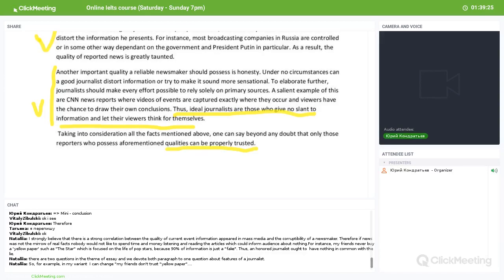Yes, you can say in your example, like my friends do not trust yellow papers. Yes, so you can say that they would never trust, well, a journalist who does not have these qualities. You could also mention this in your paragraph as well. That's a good point. Yes.